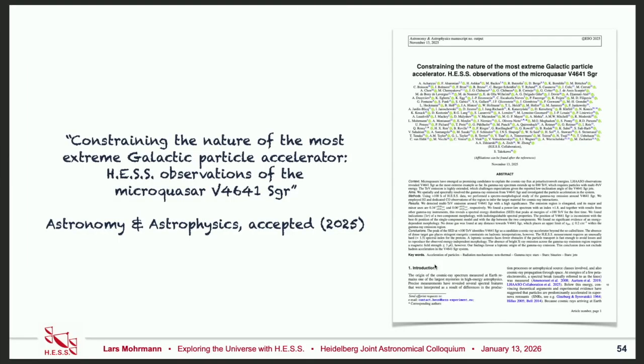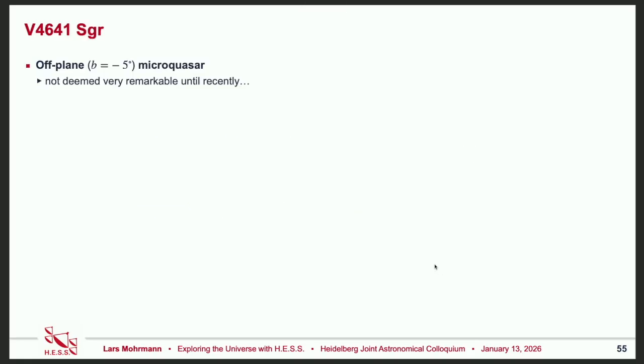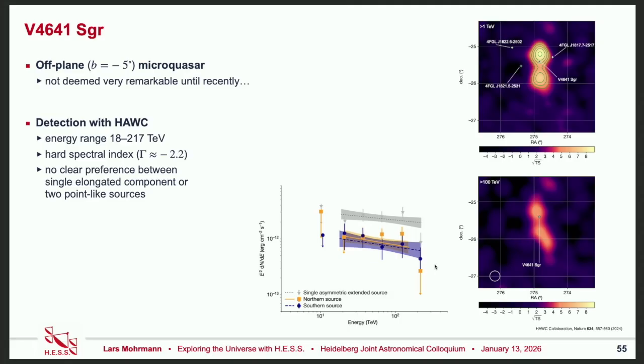And then maybe I can quickly say a few words about another microquasar, and this is a very recent result. This paper just got accepted. This one is called V4641 Sagittarii, and this is another microquasar, so a system where you have a black hole that's supposed to launch jets. As I said, it's off the plane, at a galactic latitude of -5 degrees. And until recently, it wasn't deemed very remarkable until it was detected first with HAWC in an energy range of 18 to 217 TeV. You can see maps here, and a spectrum. The spectrum of the emission is relatively hard, with a spectral index of -2.2.